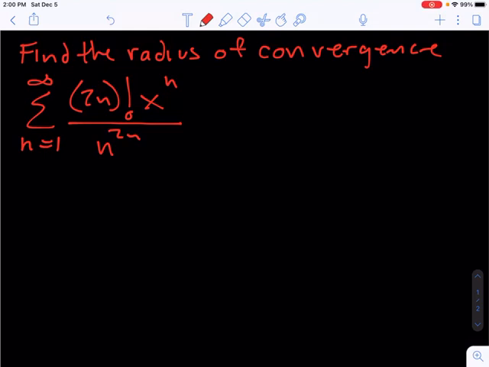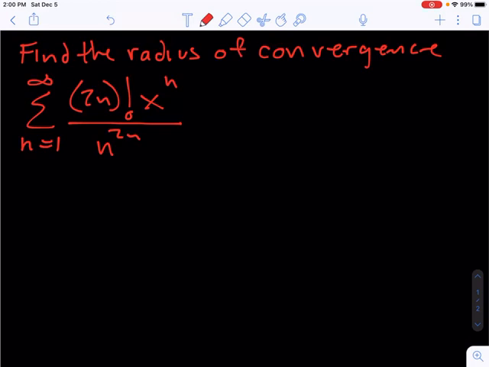In this video, I am going to show you how to find the radius of convergence of a power series. So when we are looking for the radius of convergence, we need to determine what test we want to use to find whether the power series converges or diverges. And then if it does converge, find the radius of convergence.